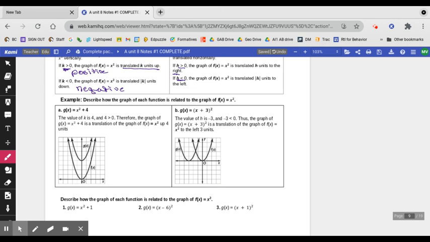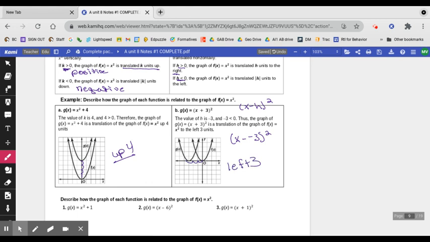So here we have g of x equals x squared plus 4. Since we're adding 4, what that did is it moved it up 4 units. So it went up 4. Here, it's x plus 3 squared. So that is actually x minus negative 3 squared, because when we're talking about horizontally, it's always x minus h squared. So it's minus a negative 3. So that actually went left 3. So if we look at our vertex, we went left 3.